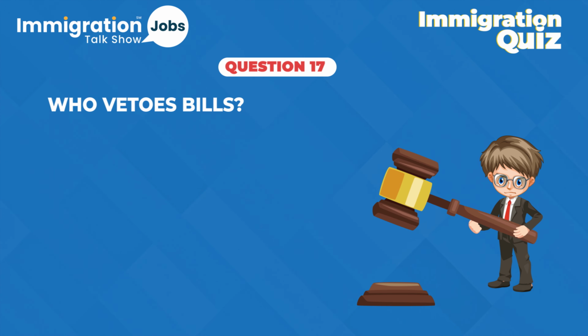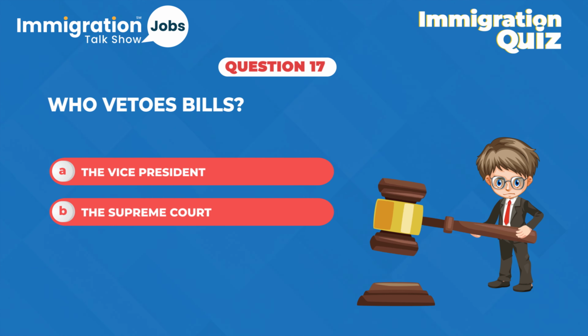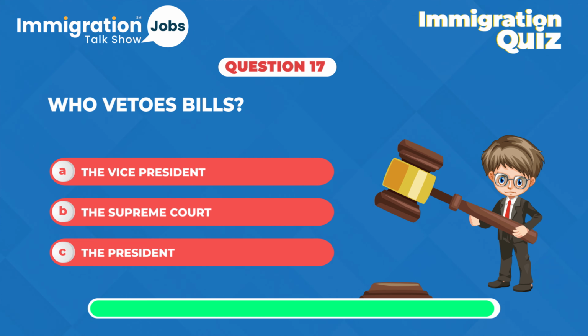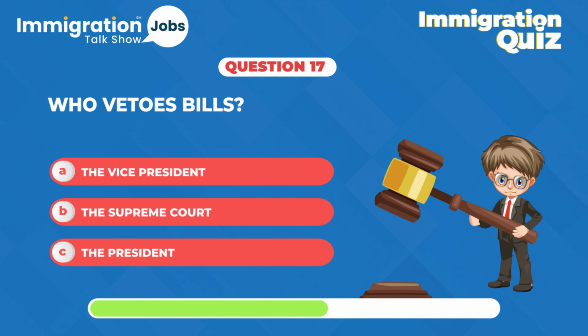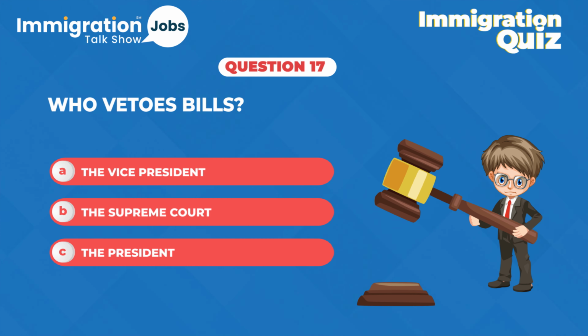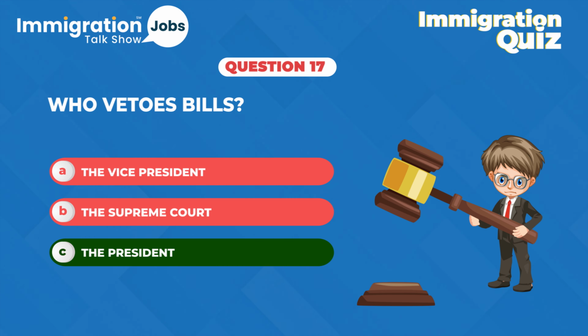Who vetoes bills? Option A, the Vice President. Option B, the Supreme Court. Or option C, the President. And the correct answer is option C, the President.